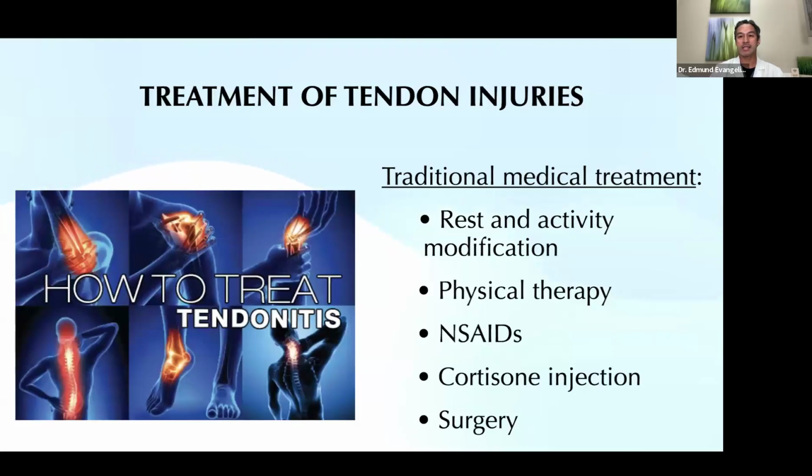Now, how do we treat these tendon injuries? Traditional medical treatment will include rest, relative rest, modification of activity. So you try to avoid the offending activity that's causing the tendon injury. Physical therapy is one of the mainstays of treatment to improve flexibility, improve range of motion, and then strengthen around that injured tendon to reduce stress on the tendon.